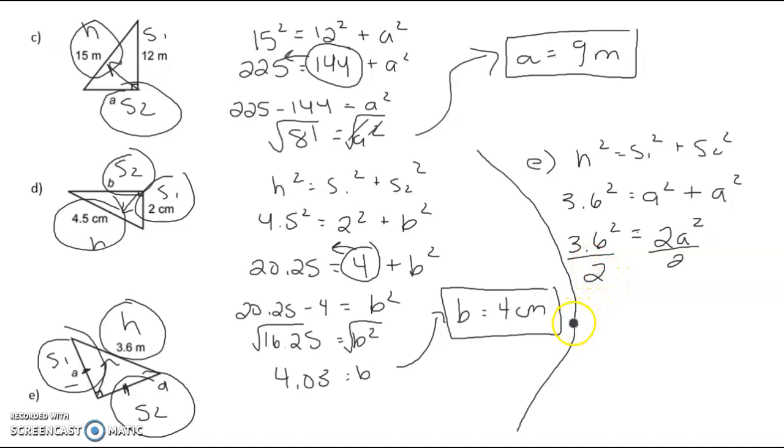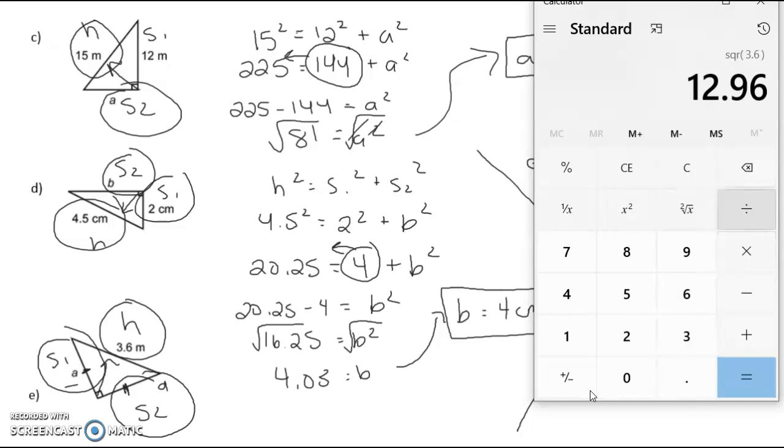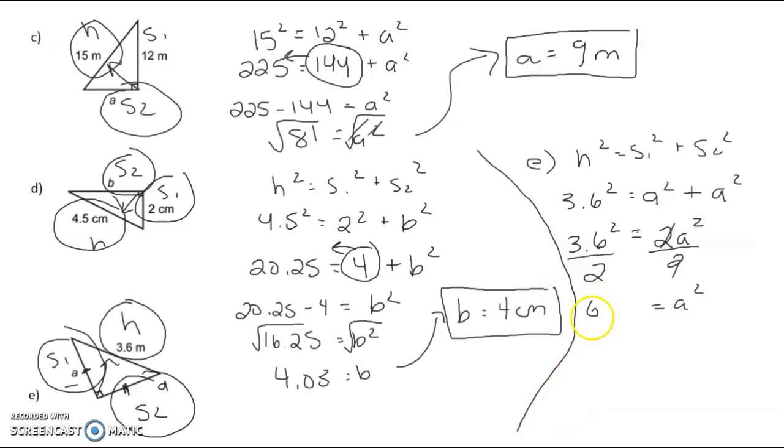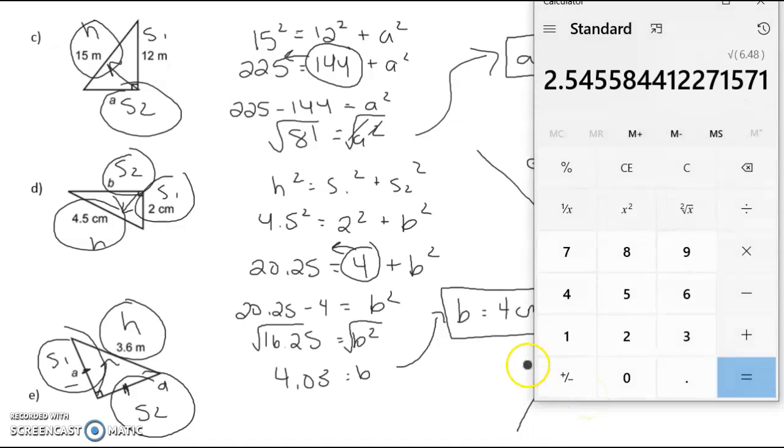But before we do that, well, I guess we can do it. So 2 divided by 2 gives us A squared. And then in our calculator, we're going to have to do 3.6 squared, and then we have to divide it by 2. And that gives us 6.48. So now we have to take the square root. You got to do it to both sides. So square root and squared cancels, leaves you A. And the square root of 6.48 gives us 2.54.